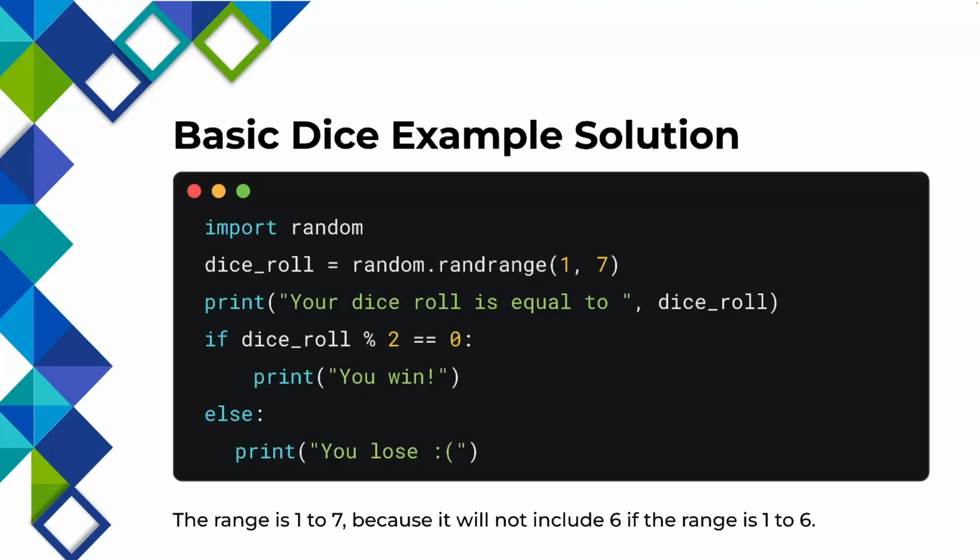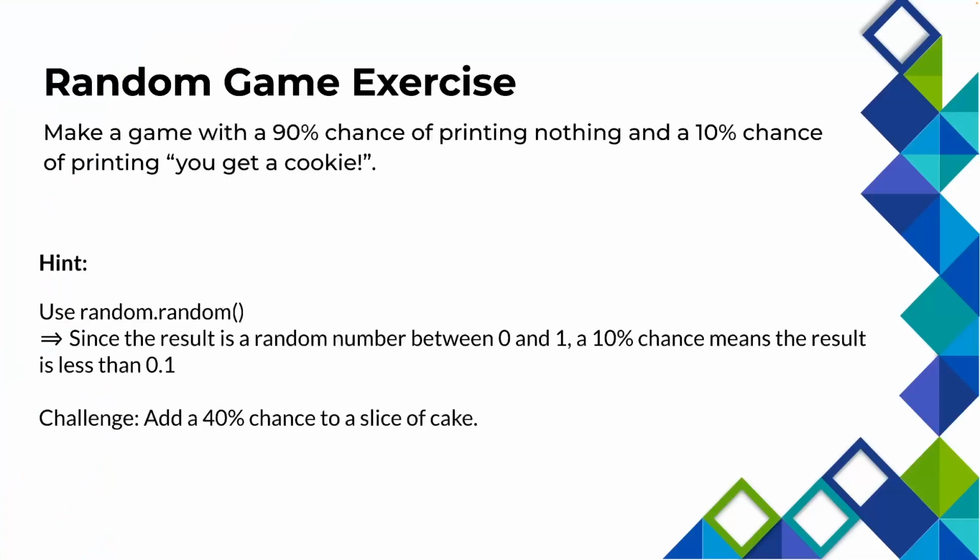Great. Now let's look at another exercise. Let's make a game with a 90% chance of printing out nothing and a 10% chance of printing out "you get a cookie." As a hint, use the random.random function since the result will be a random number between 0 and 1. Take a few minutes to implement this code, and if you need help or are done, come back and check out our solution.